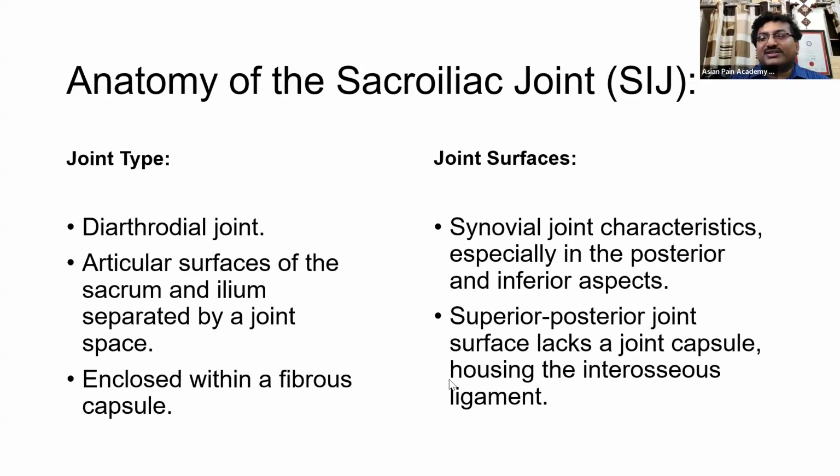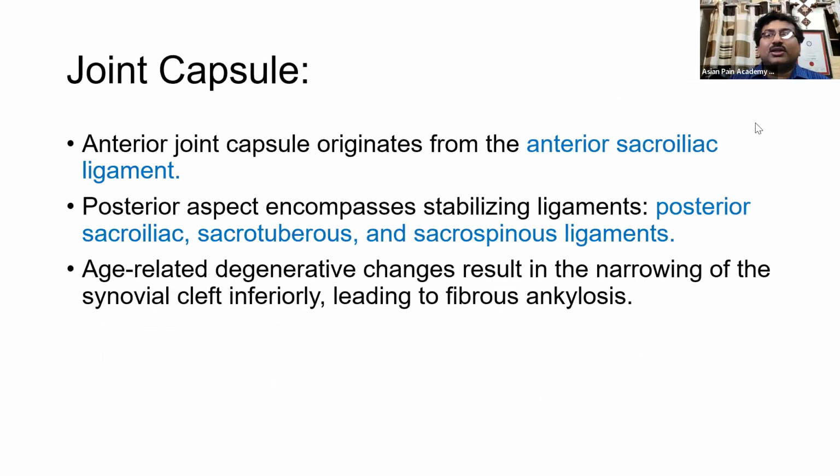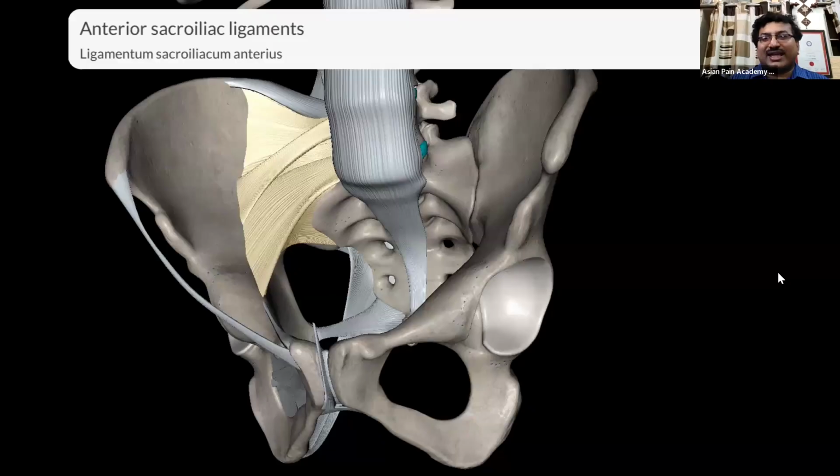The superior posterior joint surface lacks the joint capsule and houses the interosseous ligaments. So the joint capsule is actually covering from different sides. Then there are some ligaments reinforcing this joint, like the anterior sacroiliac ligament, posterior sacroiliac ligament, sacrotuberous and sacrospinous ligaments. And definitely there are age-related degenerative changes possible in the synovial cleft inferiorly, which might lead to fibrous ankylosis. So this is how the sacroiliac joint is reinforced.